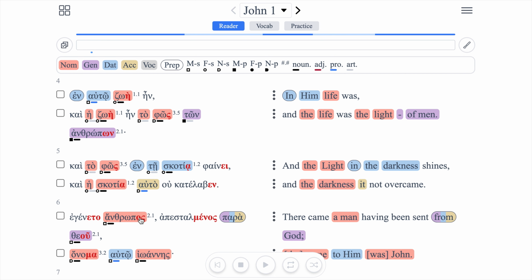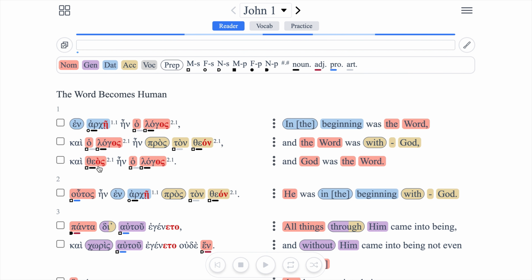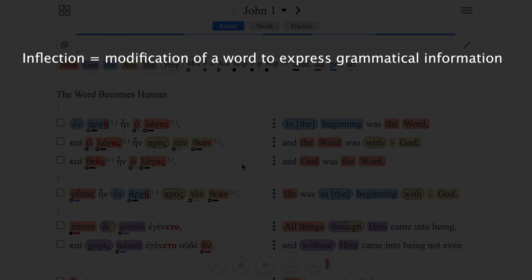You will see that in ancient Greek, the word endings change a lot. Anthropos turns into anthropon. Theos turns into theon. And this happens not just for nouns, but for articles and adjectives and verbs as well. The highly variable word endings are called inflections. Ancient Greek is often called a highly inflected language because of this.